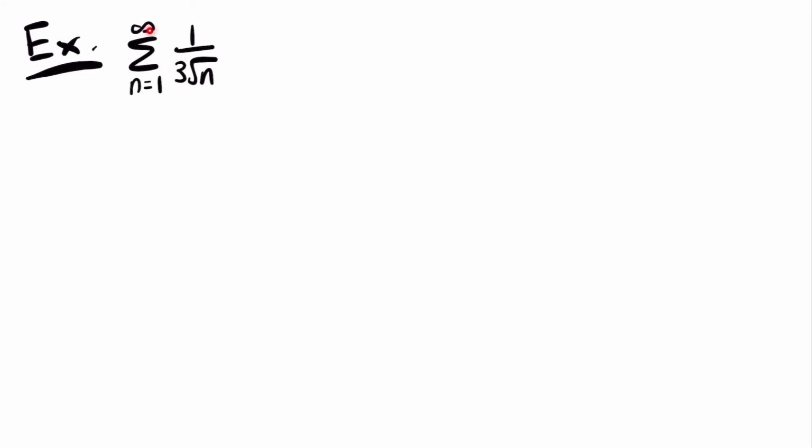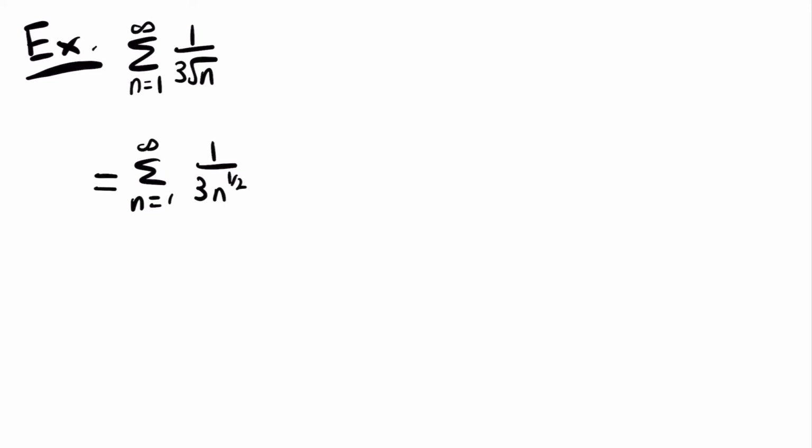All right, so next up we have this series, the sum from n equals 1 to infinity of 1 divided by 3 times the square root of n. All right, now the first thing I notice here is that we do have 1 divided by n raised to a power, but it's not initially obvious what that power is because it's expressed as a square root. But remember that a square root is the same as taking the value to the 1/2 power, and so we could rewrite this to be the sum from n equals 1 to infinity of 1 divided by 3 times n to the 1/2 power.